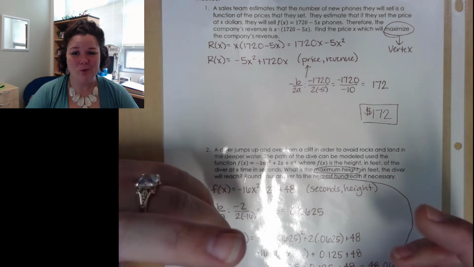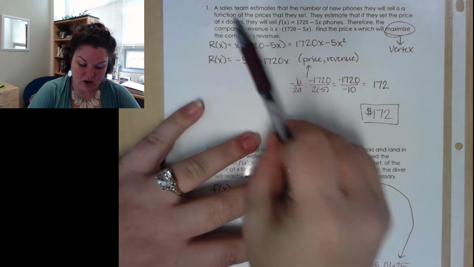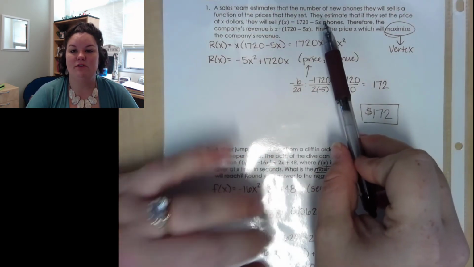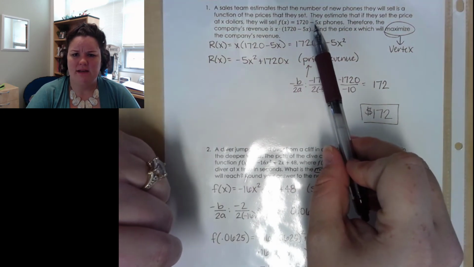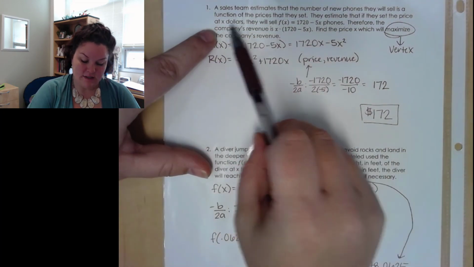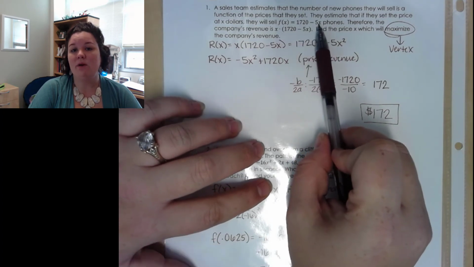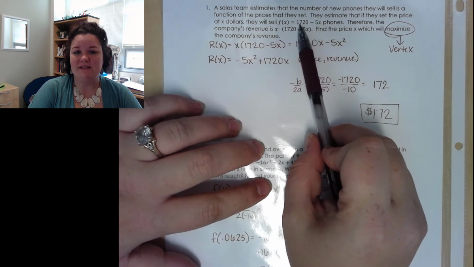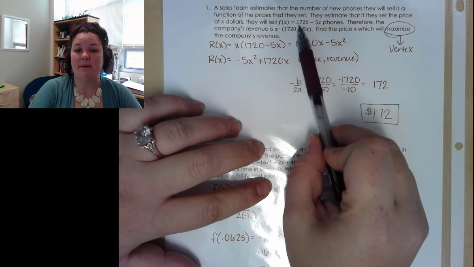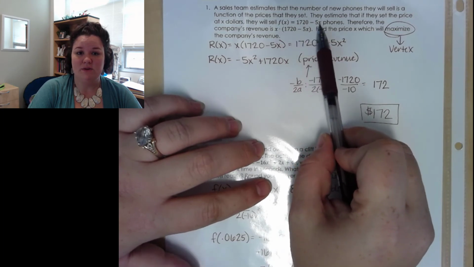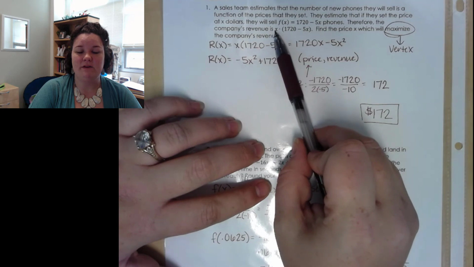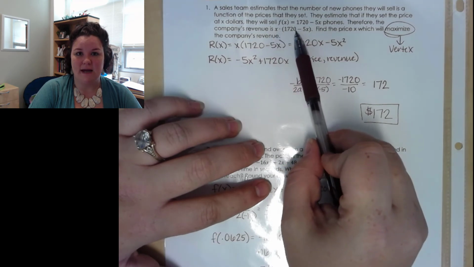All right. So on number 1, it gives us this function talking about the number of new phones they will sell. Now, it says that the price in dollars, this is the function for just the price, right? But if we want to find the revenue, then we have to take that price and multiply it by how many phones we sell. So that's what they're giving us here, is that the revenue is going to be X times that price.